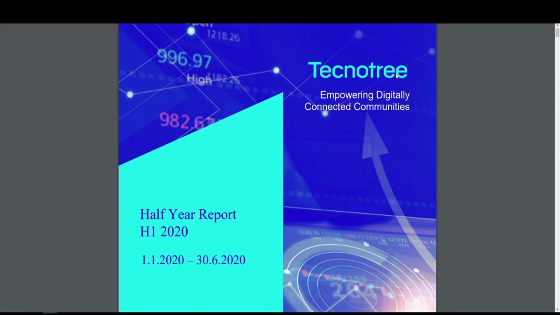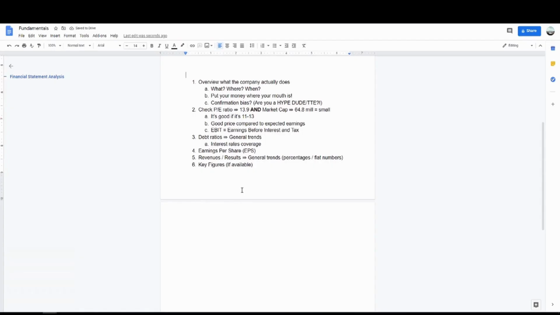Yeah, and you can see the name here. It's called Tecnotree. Okay, so to start off, we thought it would be a good idea to get a general sense of what the company does, right, Markus?